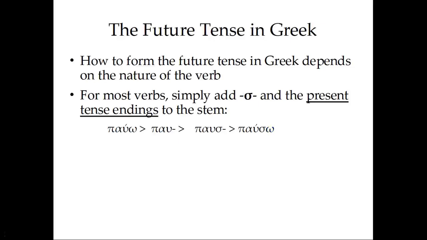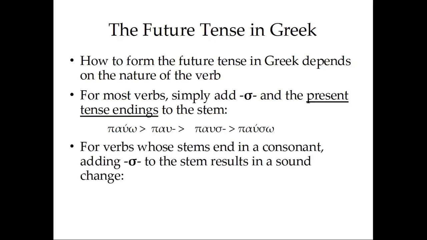Accentuate it, pausō would be no longer I stop, but I shall stop. Simple as that. Pauseis would be you shall stop, or you will stop. Pausei would be he, she, or it will stop. For verbs whose stems end in a consonant, however, pau, its stem pau ends in a diphthong, not a consonant.